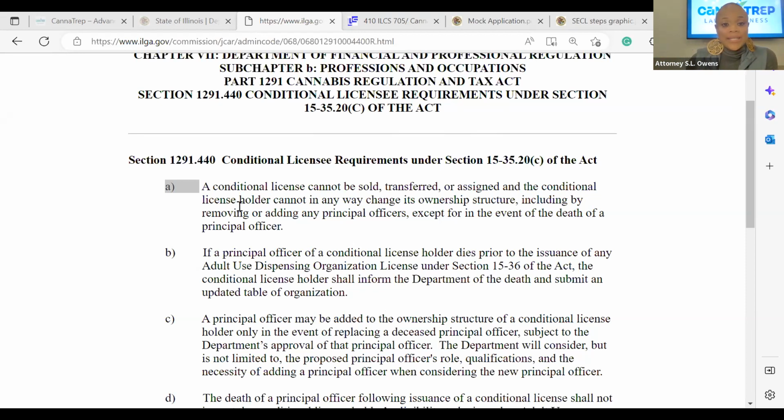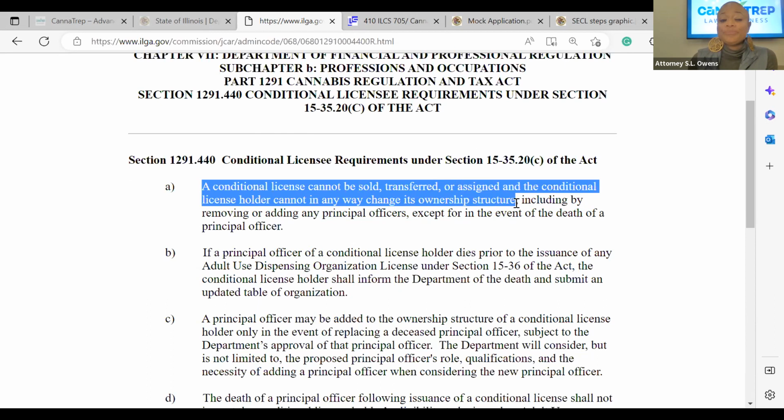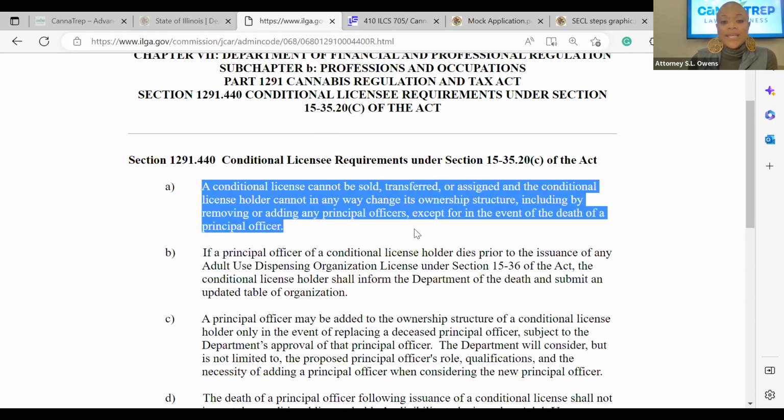So what this person is asking is, can I sell it? And in legal terms, that's called selling, sometimes transferring, sometimes assigning. And you see right here the answer to that question: a conditional license cannot be sold, transferred, or assigned, and the conditional license holder cannot in any way change its ownership structure, including by removing or adding any principal officers, except in the event of death of a principal officer. So in short, no. Under these rules, to be clear, as the rules are currently written, no. If they change these rules, all right, but as it's currently written, the answer is no.